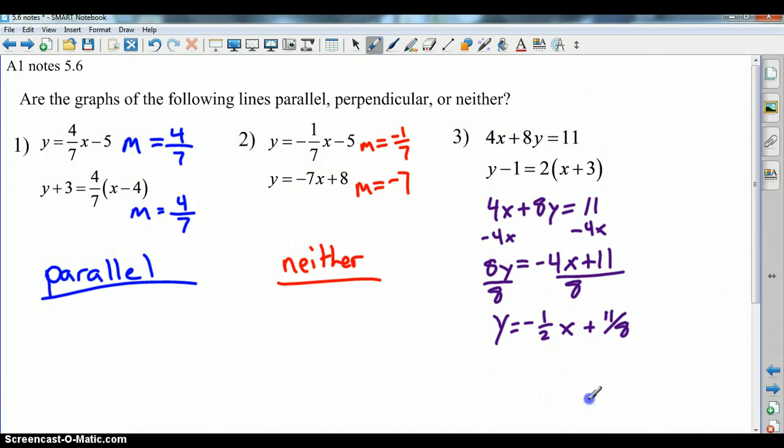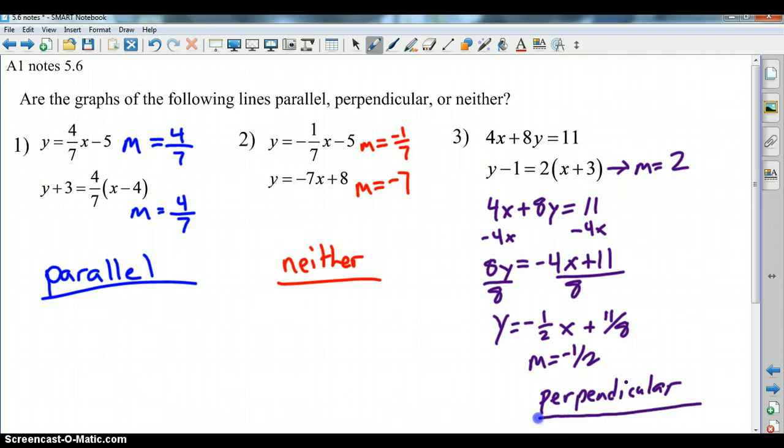Now you can see right here we have a slope of negative 1/2. The other equation was given to us in point slope form. The slope here was positive 2. Negative 1/2 and positive 2 are opposites. The signs are different, and they're reciprocals. So these are perpendicular lines. With perpendicular lines, you don't have to worry about the y-intercepts being the same. Even if they were, the lines would still be perpendicular.